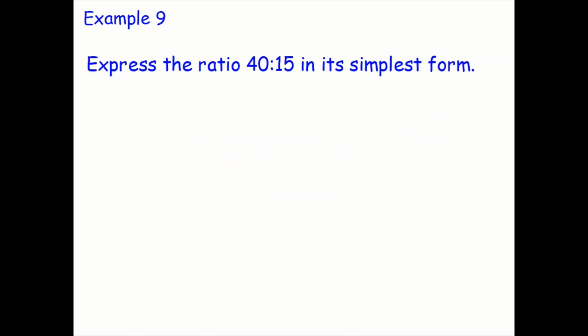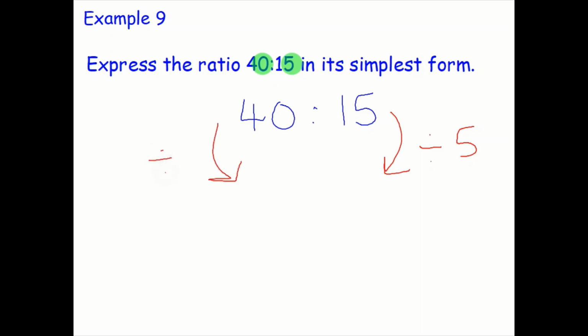Example 9, express the ratio 40 to 15 in its simplest form. Well, both these numbers end in 5s and 0s. Therefore, I can divide through by 5. 5 is the highest common factor there. And I get 8 to 3.